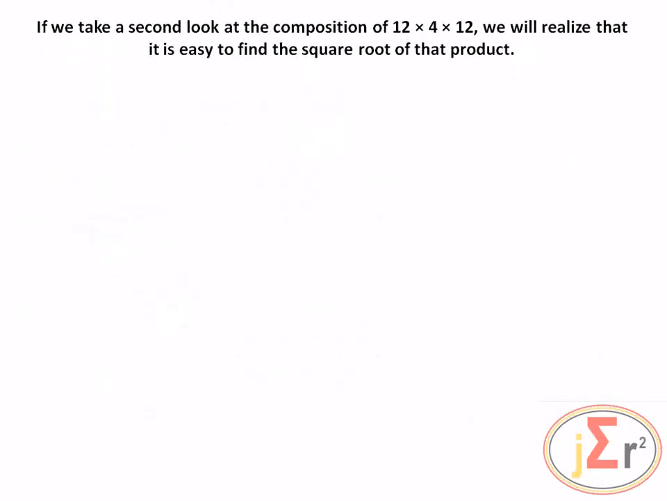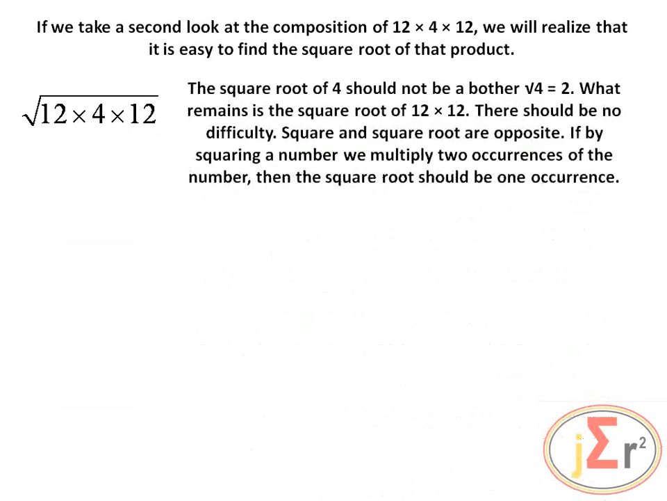If we take a second look at the composition of 12 times 4 times 12, we will realize that it is easy to find the square root of that product. There we have the product and we are taking the square root of it. The square root of 4 should not be a bother because the square root of 4 is equal to 2. What remains is the square root of 12 times 12. There should be no difficulty.